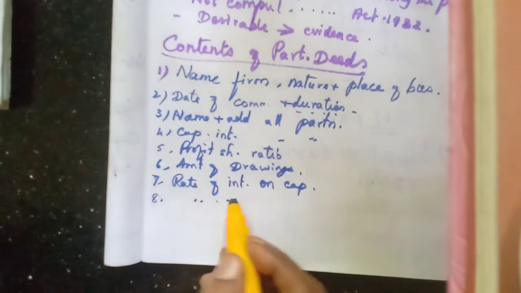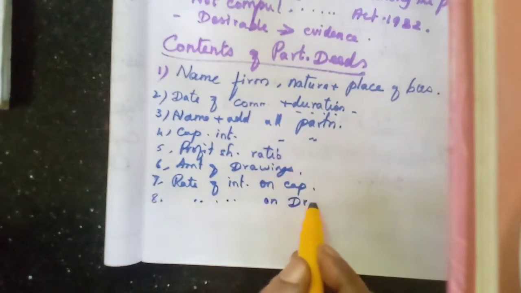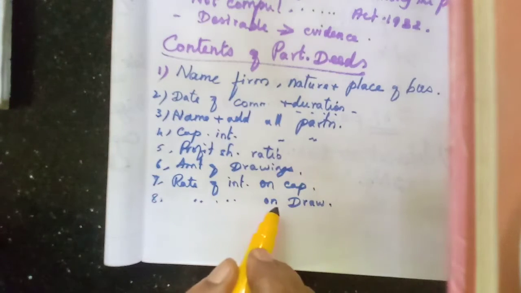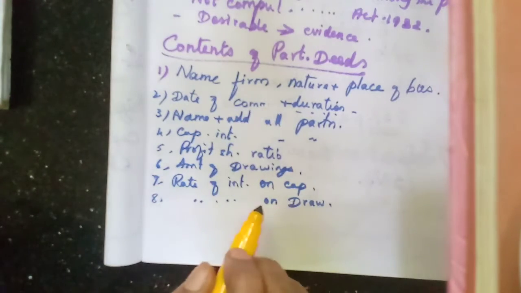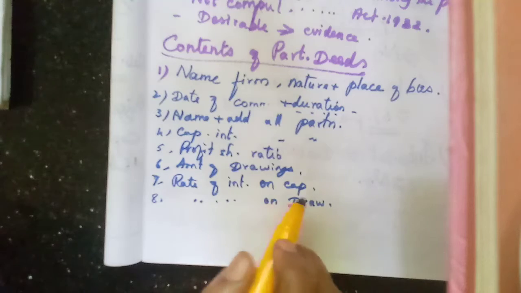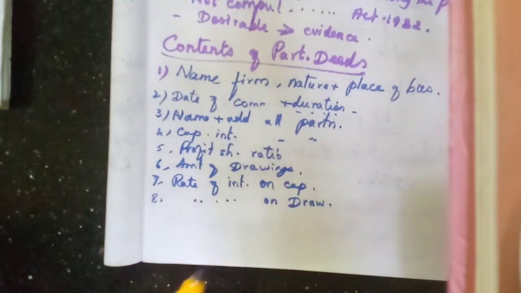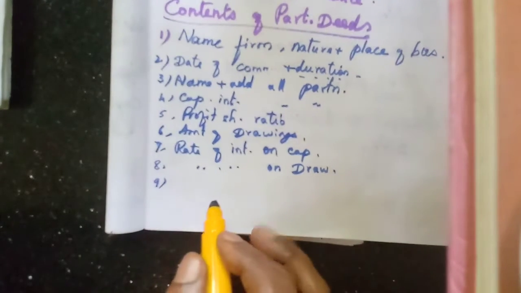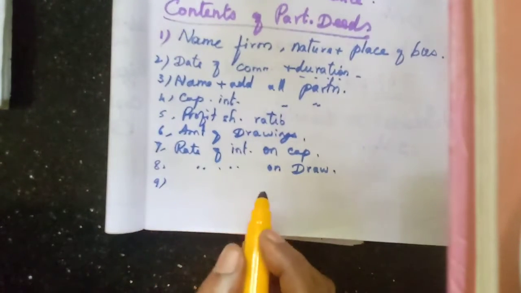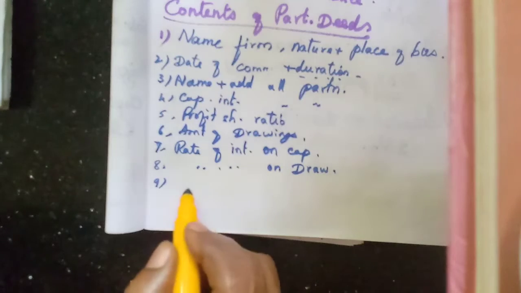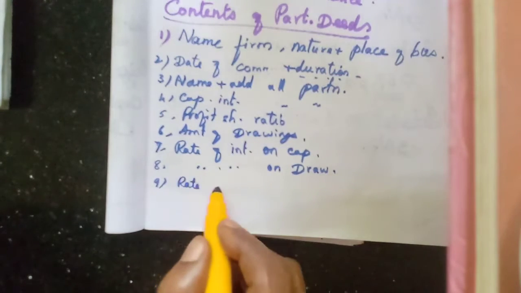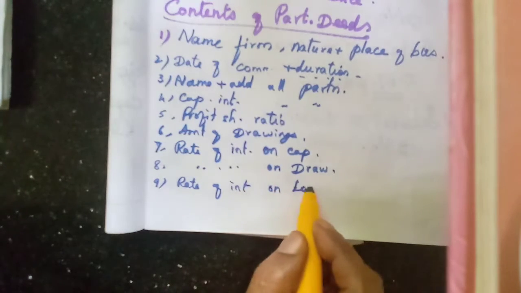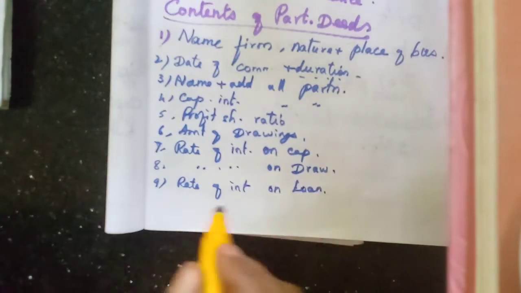Then the rate of interest on drawings. If the partners withdraw an amount, they will charge some amount as interest on drawings, and that will be payable by the partners who have withdrawn amounts from the business. Then if any partner has given a loan, the rate of interest on that loan will also be discussed, the loan advanced by the partner to the firm.